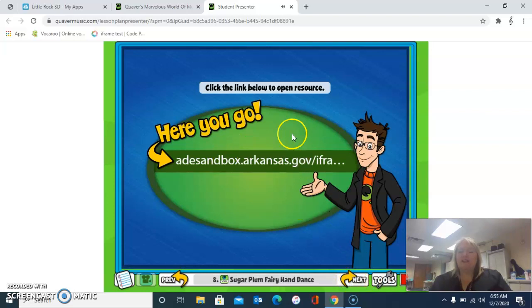And then there's the hand dance I was talking about, the Sugar Plum Fairy hand dance. I think I told you about that. I'm not sure if I did or not. I better go back. I've recorded 3 times. So the Sugar Plum Fairy hand dance, it also goes with the Nutcracker. And basically he's using his hands to show the different sections of the music. And it's movement, kind of like a ballet. So follow along and enjoy that if you would like.